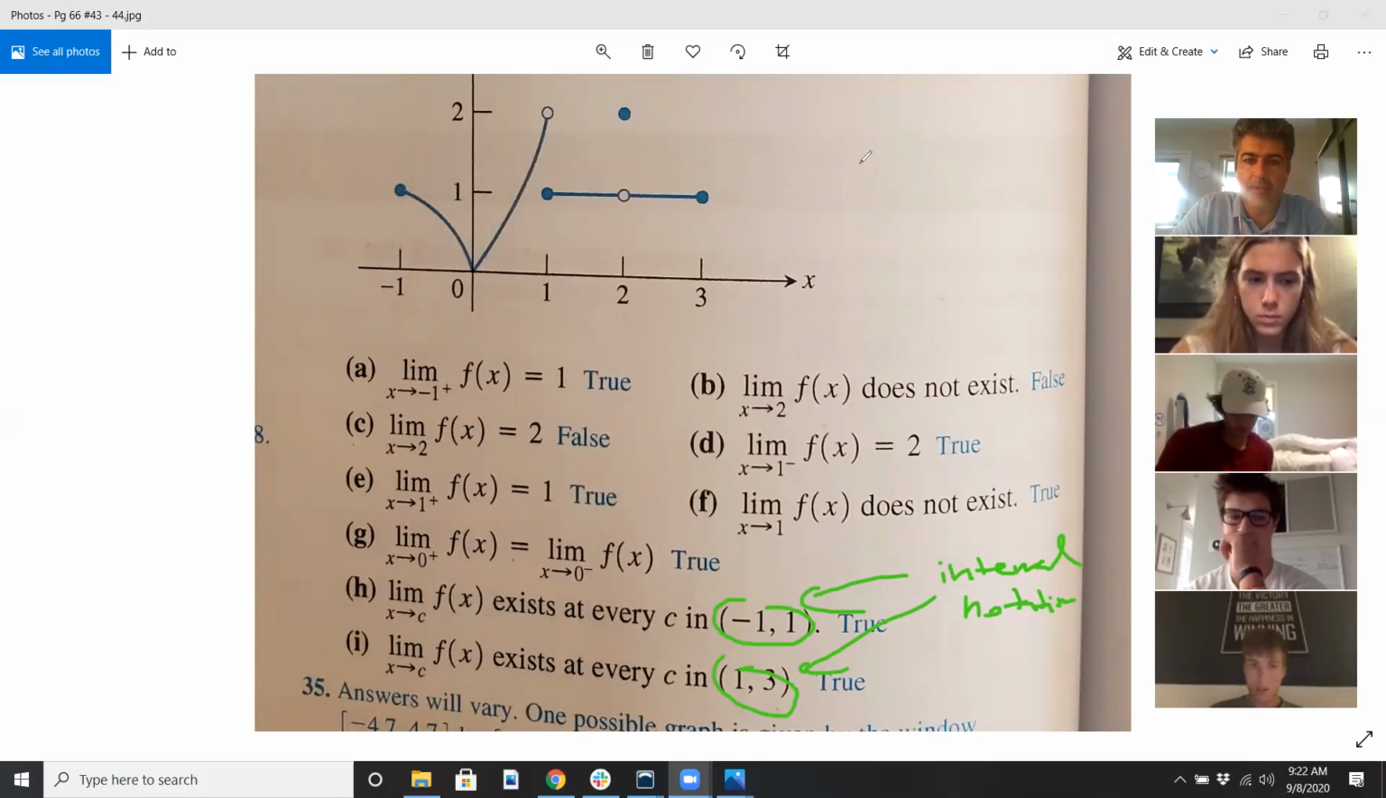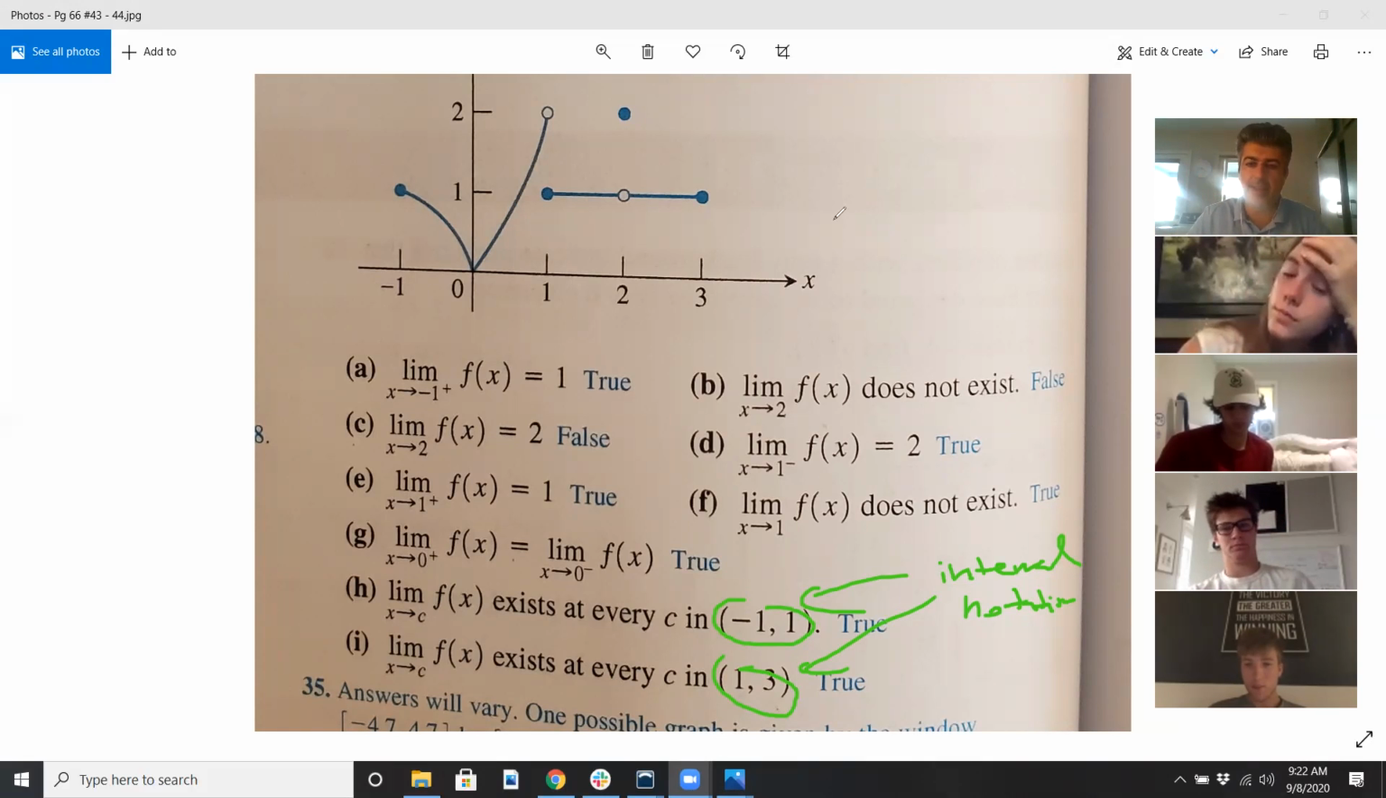Yes, that is correct. Someone asked, if the RHL and LHL exist on their own, but they're not equaling the same thing, then it doesn't exist. That's 100% correct, yes. So whoever posed that question, you are correct. Of course you have an LHL, you have an RHL, you have those numbers, but if they're not the same, the limit does not exist.